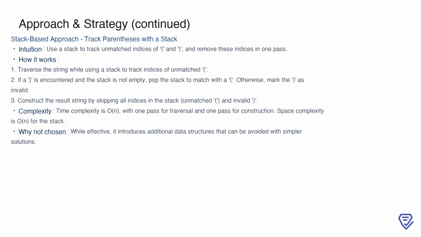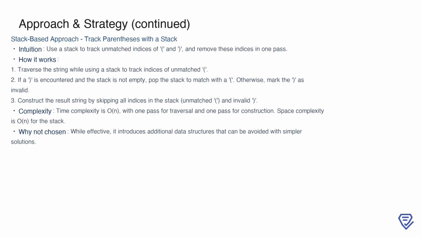After the traversal, any unmatched opening parentheses left in the stack are also deemed invalid. Finally, we construct the result string by skipping all indices marked as invalid. This approach is efficient, as it has a time complexity of O(n), with one traversal to process the string and another to build the result.